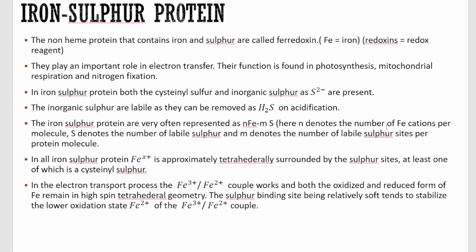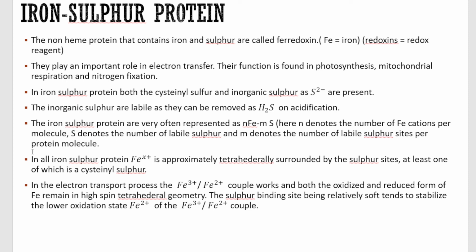That is, here N denotes the number of Fe cations per molecule, that is, per iron sulfur protein, how many Fe atoms are present. And S here stands for labile sulfur, and M denotes the number of labile sulfur sites. Okay. So here in all iron sulfur protein, FeX plus, the structure is approximately tetrahedral. Okay. And the Fe is surrounded by sulfur sites.